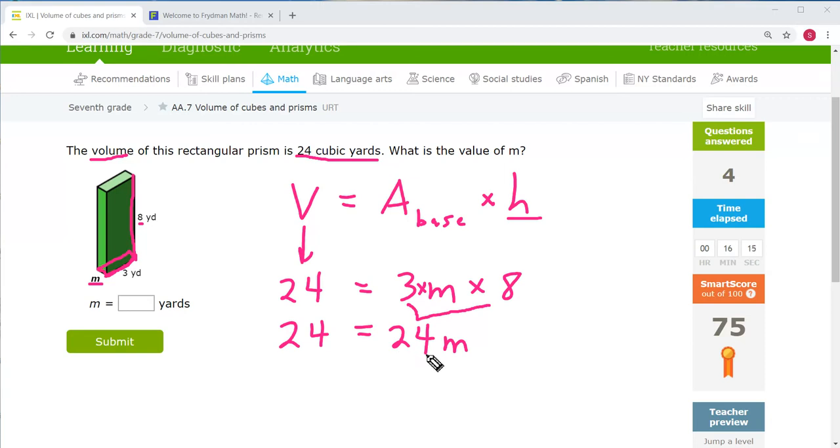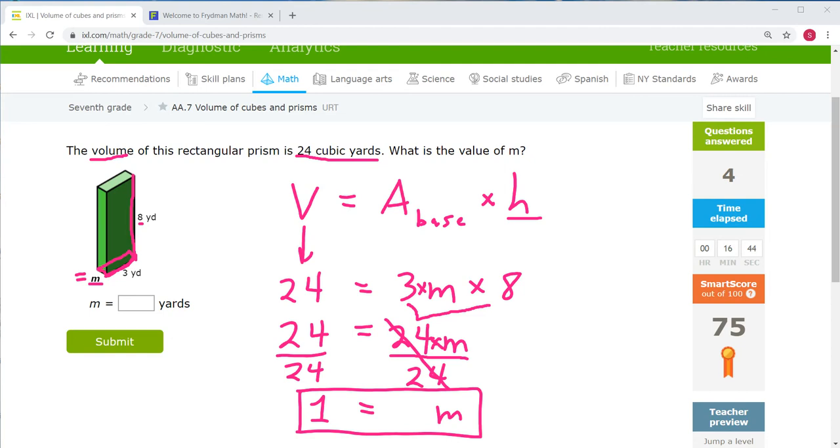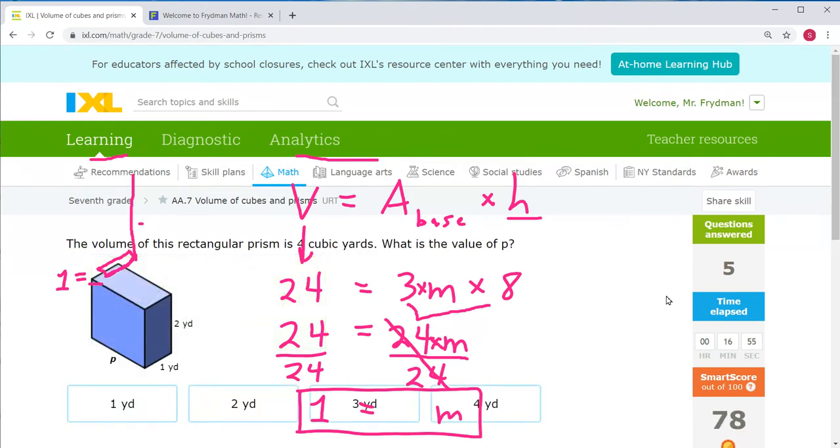And now we only have one number to get rid of. So this 24m really means 24 times m. So in order to get rid of the 24, we have to do the inverse of multiplication, and we have to divide both sides by 24. So these cancel, and we have m on this side is equal to 24 divided by 24, which is 1 on this side. So that means that the length of this side is equal to 1 yard. There we go.